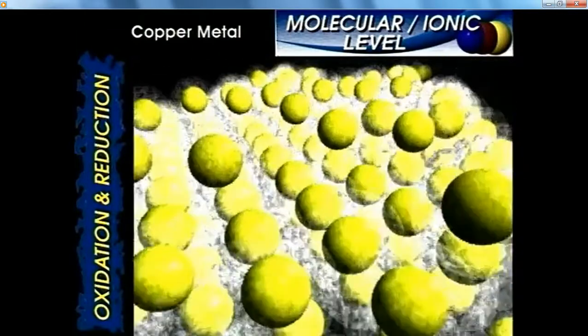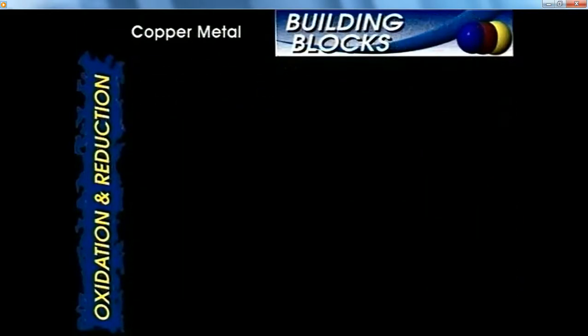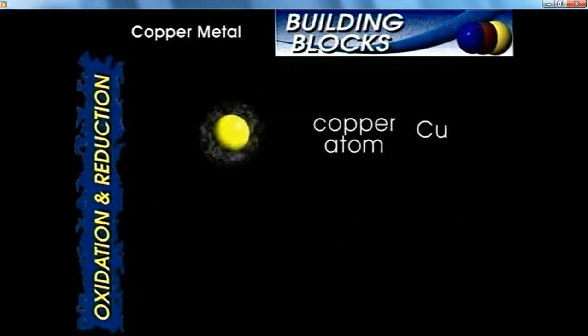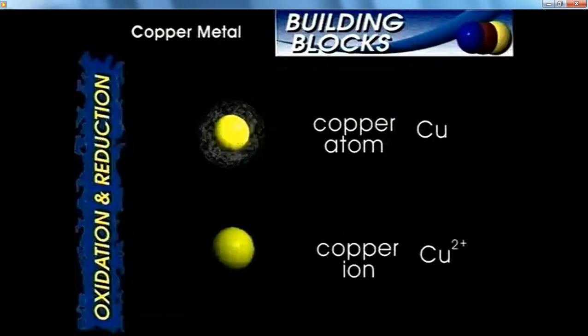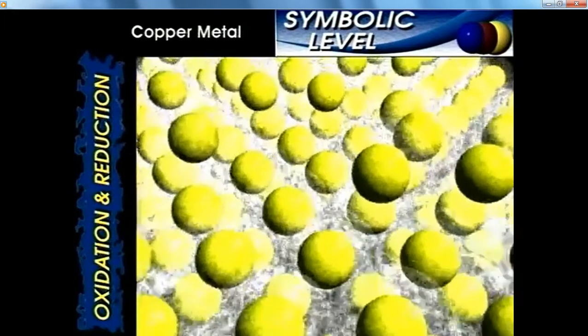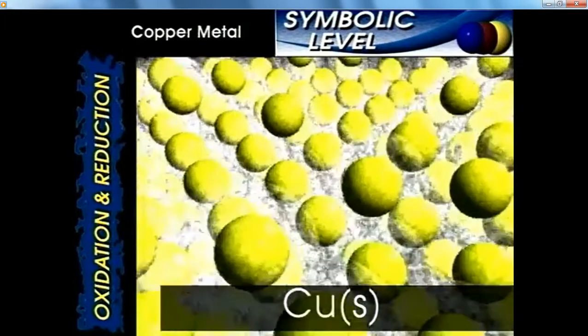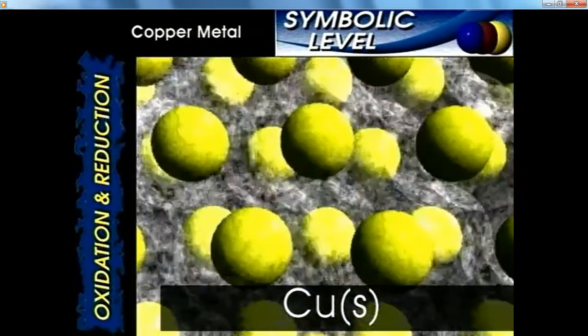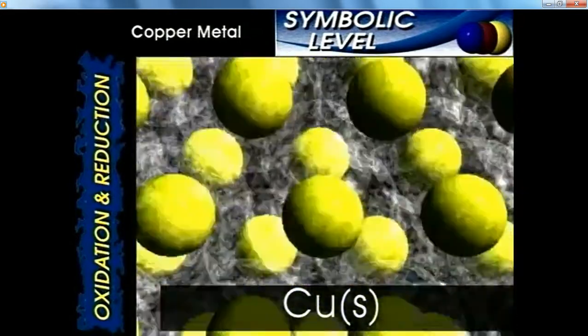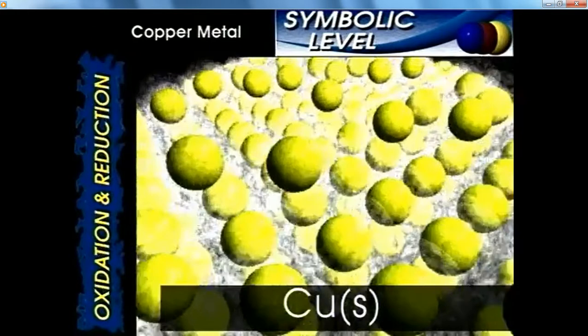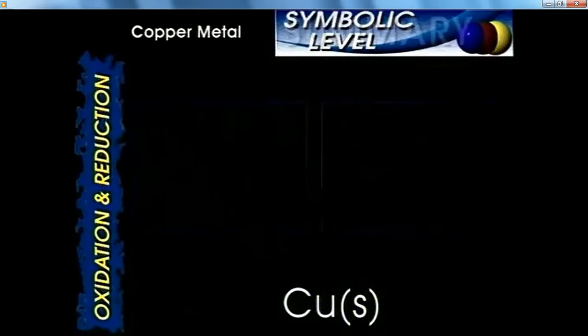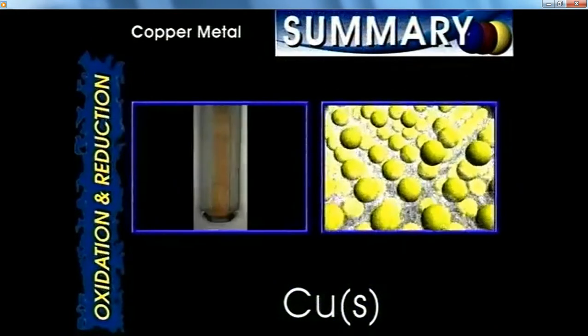We will use this representation to distinguish between a metal atom and its common ion. The formula for solid copper should show its building block, the copper atom. Metal ions held together in a lattice by an electron cloud is a useful model for metals.